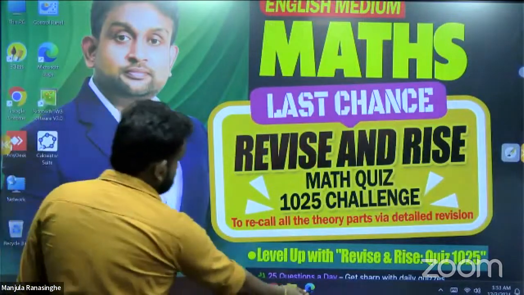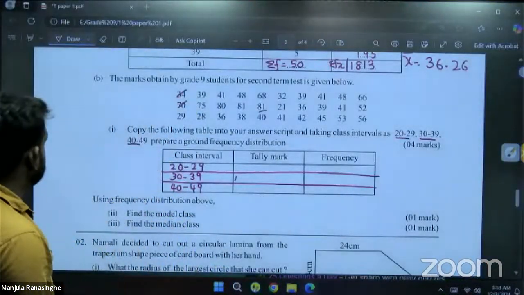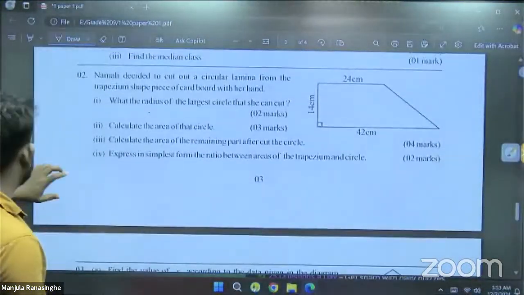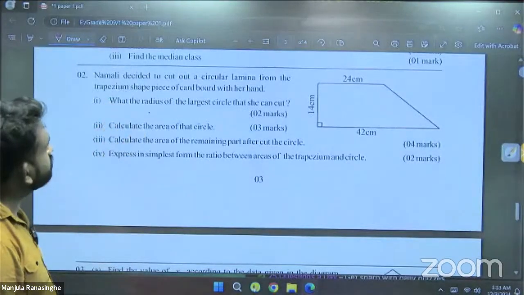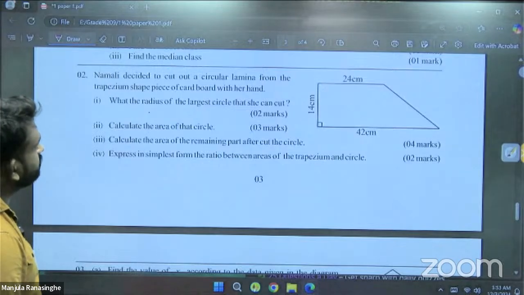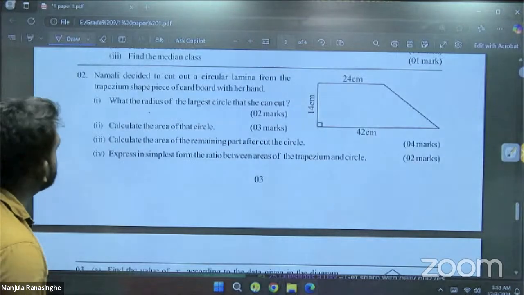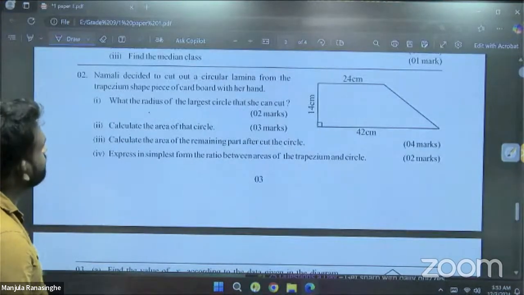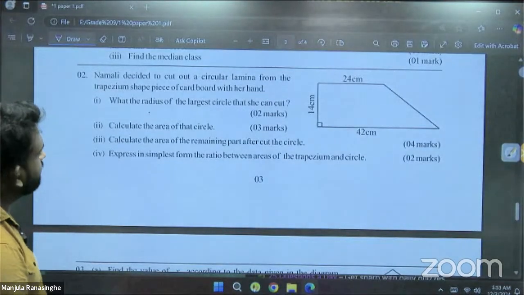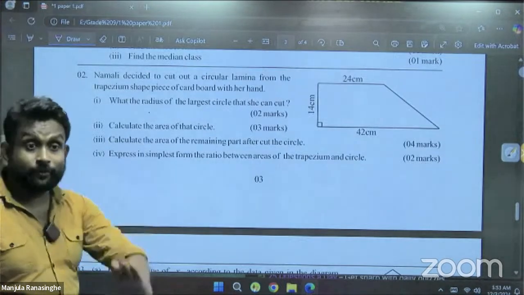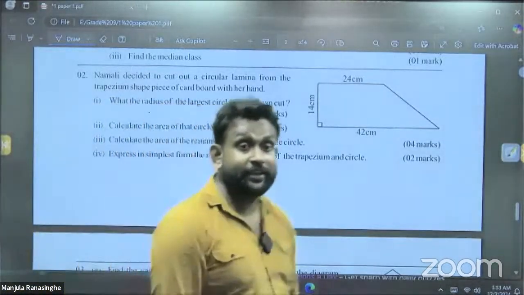So now we have question number 2, look at this. Normally decided to cut out a circular lamina from the trapezium shaped piece of cardboard. What is the radius of the largest circle that she can cut? Let's see, what is the radius of the largest circle she can cut?